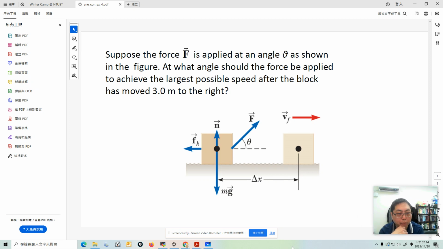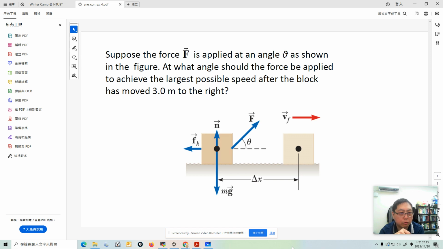You apply an external force on this object, and this force has angle theta with respect to the horizontal direction. Because you apply a force on the object, the object will have acceleration and a velocity change, so it is moving to the right. And it's moving on a rough surface, so it also has friction.